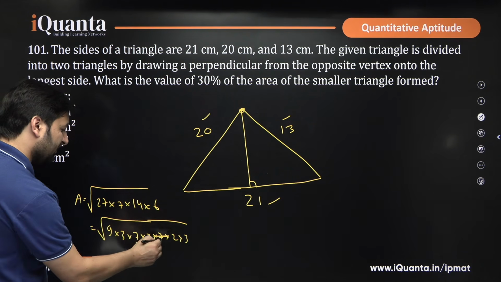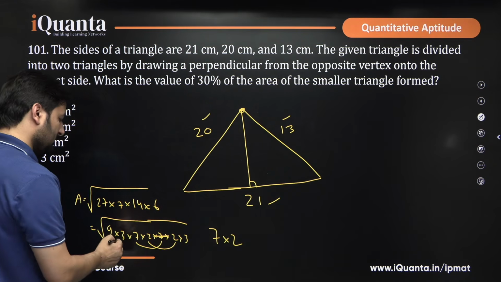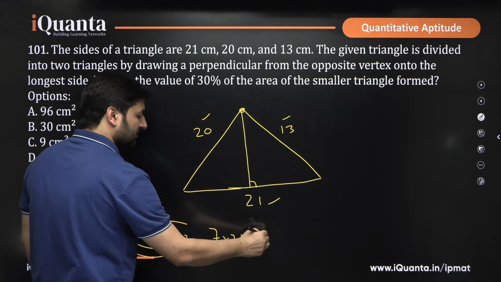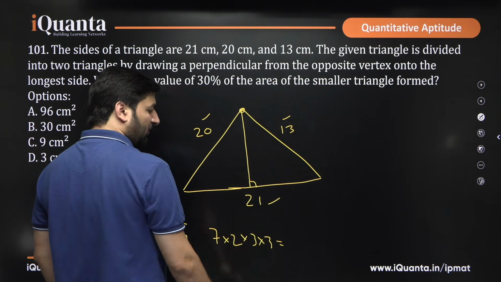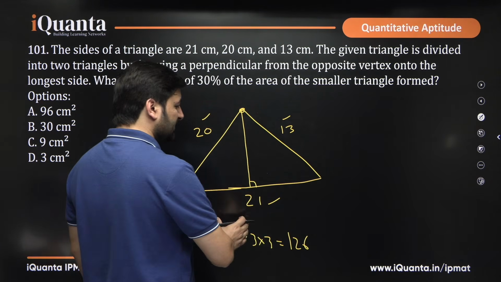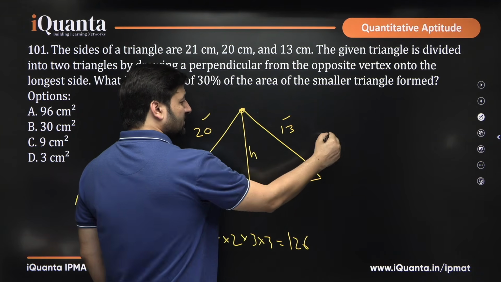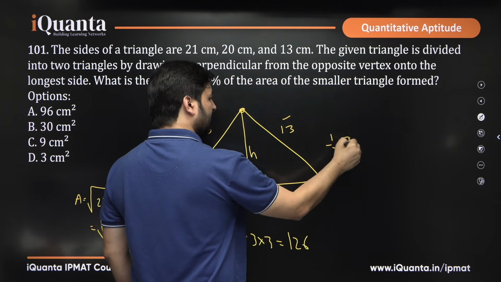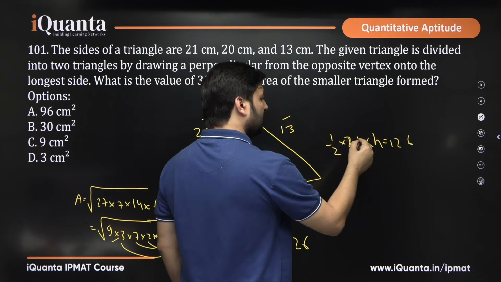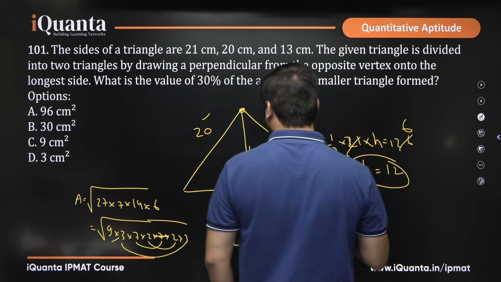Here we have 9 into 3, 14 can be written as 2 into 7, and 6 as 2 into 3. 7 into 7, we get a 7 outside. 2 into 2, we get a 2 outside. 3 into 3, we get a 3 outside. That will give us 14 into 9, which is 126. The area of the entire triangle is 126. We can also find the area using half base into height. So half into base 21 into height should be 126. 21 cancels, h will be 6 into 2, 12. So h is 12.